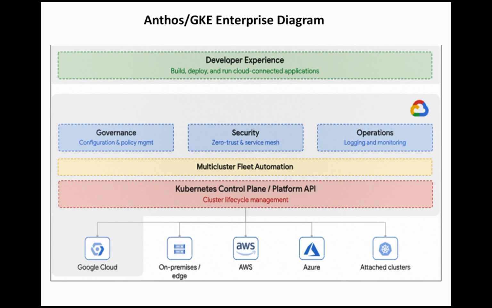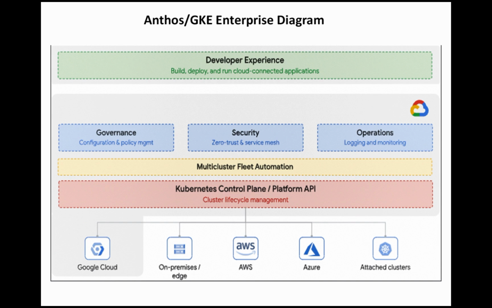The second scenario, at the bottom right, is attached clusters, where the existing AKS clusters running on Azure and EKS clusters running on Amazon can also be managed in a single control plane. That is typically a fleet, which you can see in layer 2, multi-cluster fleet automation. A fleet, as we mentioned in the previous slide, is just a logical grouping of Kubernetes clusters which are part of a single fleet.